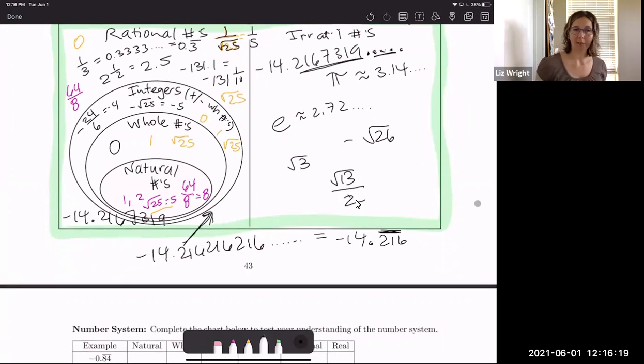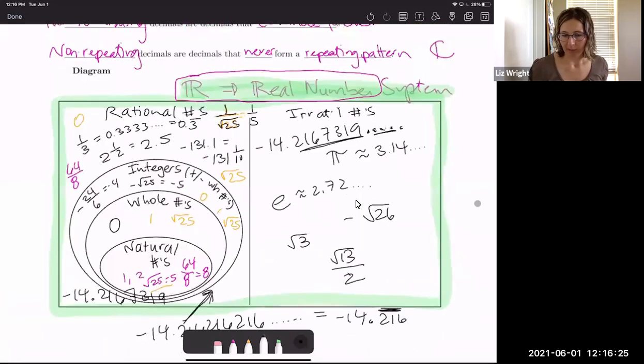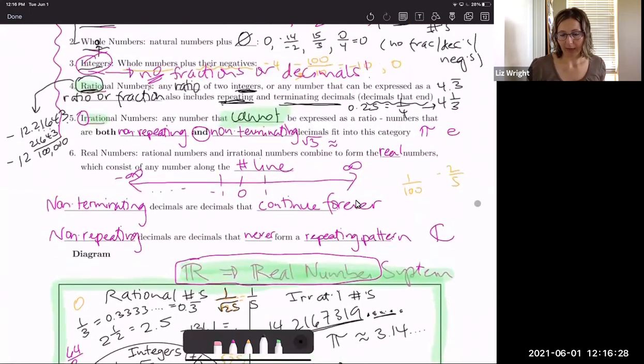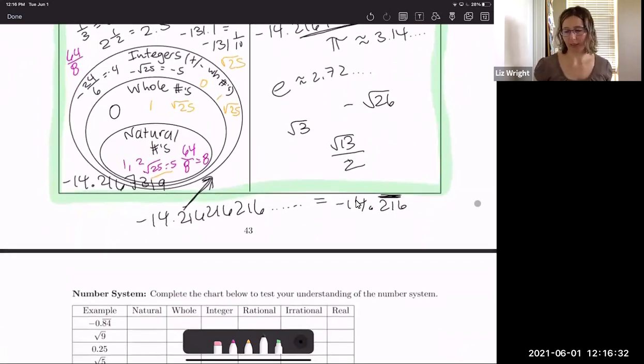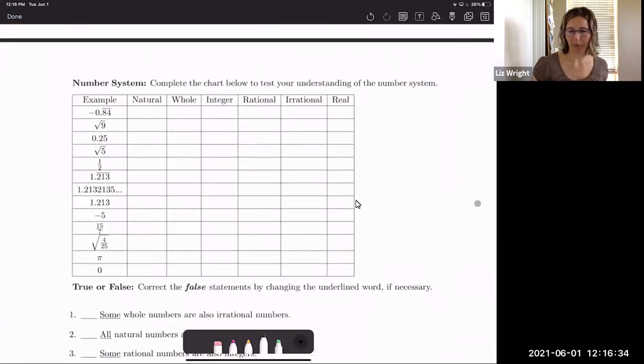It goes on the rational number side because we would be able to express that as a fraction or a ratio. I know this can be confusing, so I would highly recommend as you work on this topic in your EdReady, you keep this page handy, because it will really help you out as you work through that.